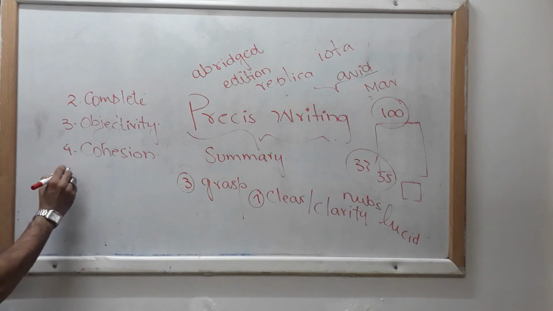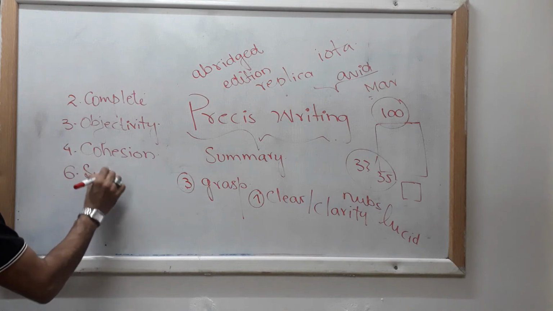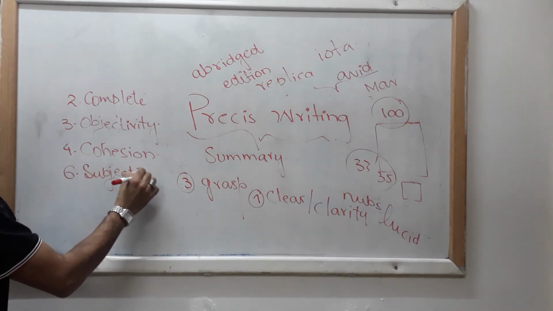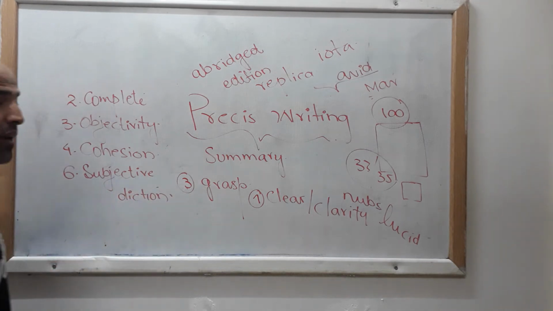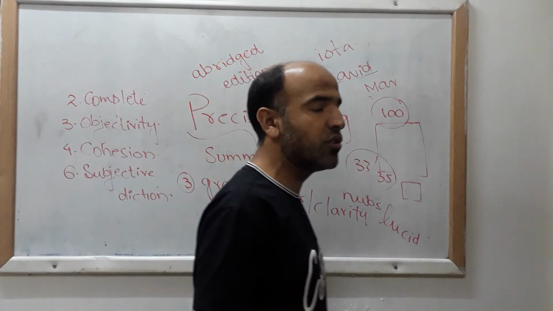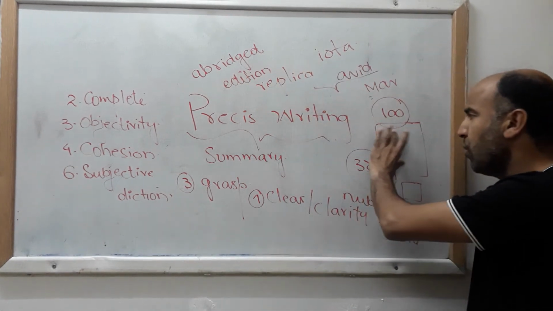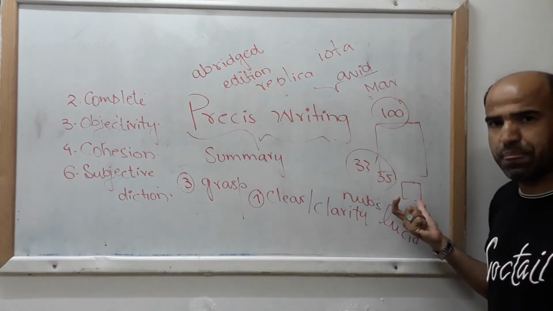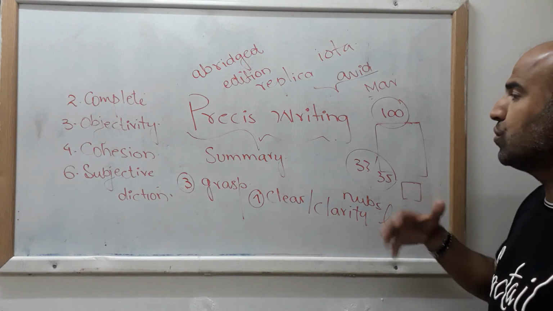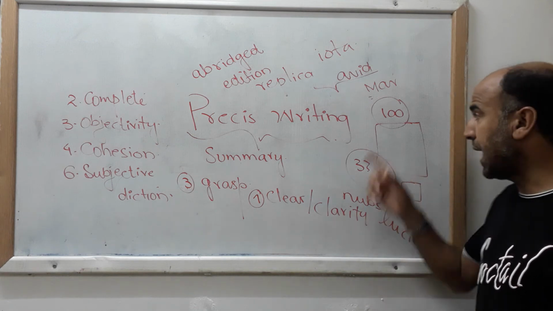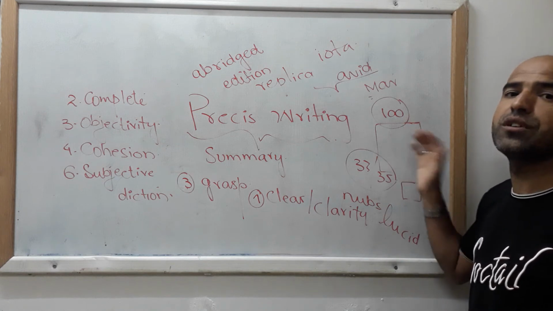Number 6 is, this is very much important, diction. Subjective diction. What do I mean when I talk about subjective diction? In my last video, I told you that diction means choice of word. Now here, subjective diction means once you have read the original text, now you are writing your replica, your précis. So you are not supposed to use the language or the words which have been used in the original text.